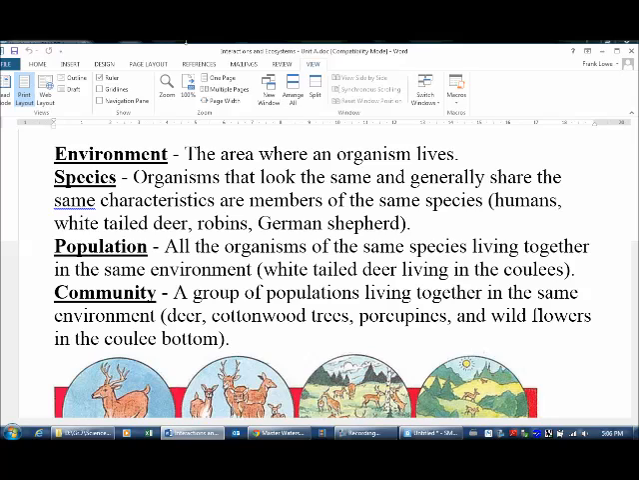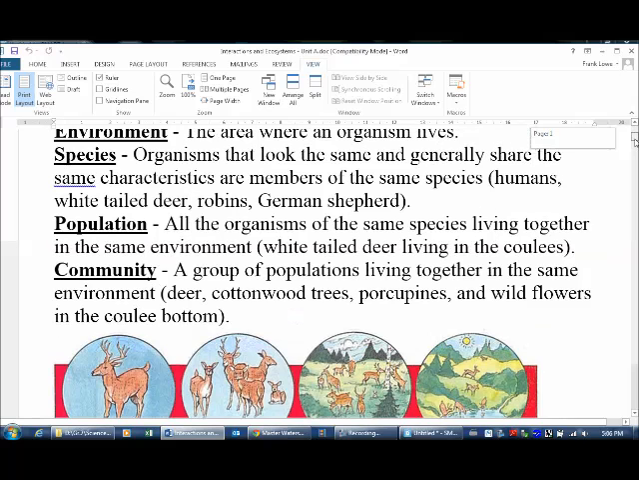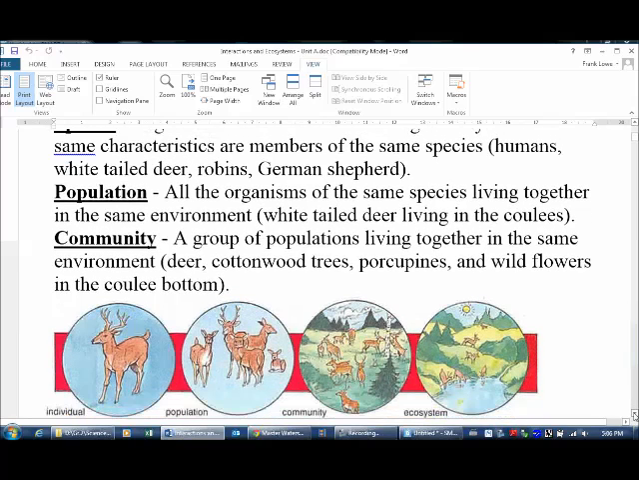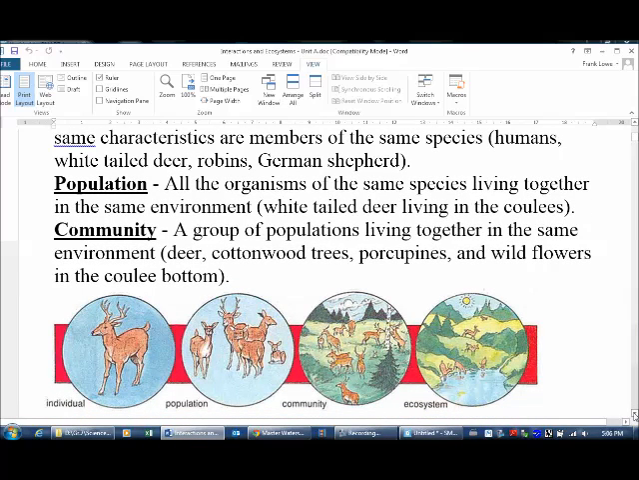Now, when you have a bunch of different populations, because in our coulees we don't just have white-tailed deer down there. We have lots of different organisms. We have white-tailed deer. We have cotton-tailed bunnies. They're kind of cool. We have also vegetation. We have cottonwood trees, lots of different types of bushes, lots of waterfowl. So there's lots of different groups of organisms that are of the same species, and they all live together in an area. That area is referred to as a community. A community is a group of populations living together in the same environment. Okay, so that's a community.